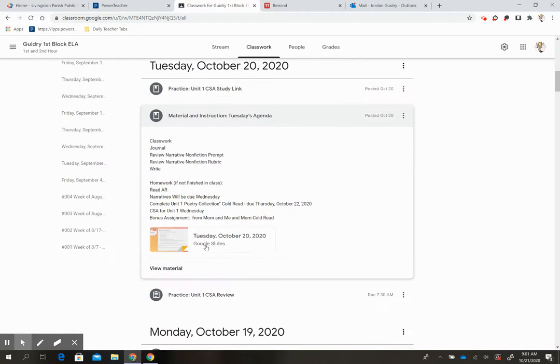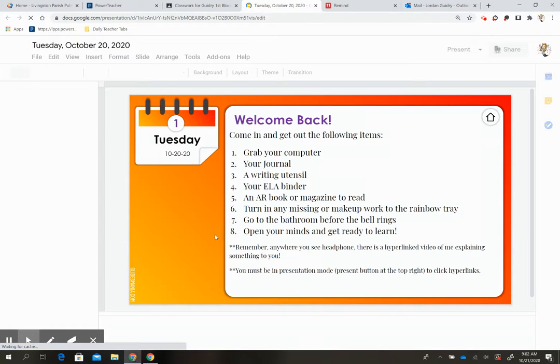If you go again to material and instruction, you will see it says journal, review narrative prompt, review rubric, write. And then we have read AR, narratives will be due Wednesday, complete your Unit 1 poetry collection, CSA for Unit 1, and bonus assignment. When I click on this, again, I'm going to get a PowerPoint presentation.